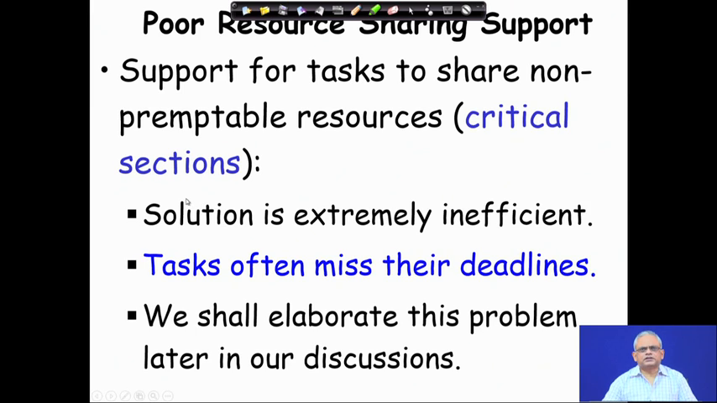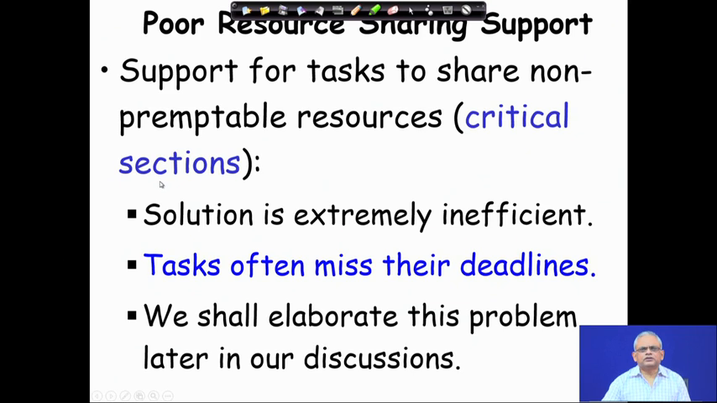The most important shortcoming faced in real time application development is poor resource sharing support in EDF based schedulers. In a practical application, the real time tasks need to share resources. Resources can be some data items in memory, open files, etc. These are called critical sections.